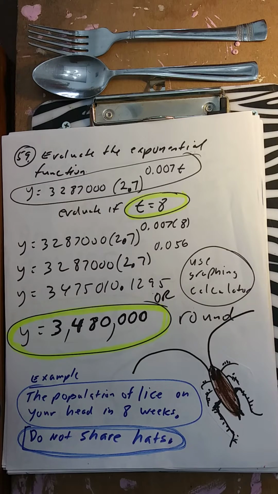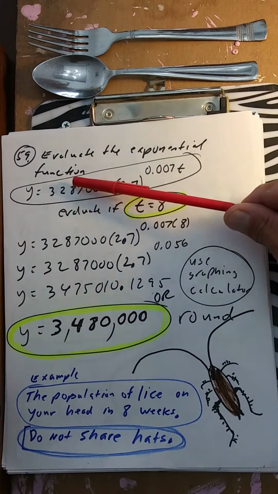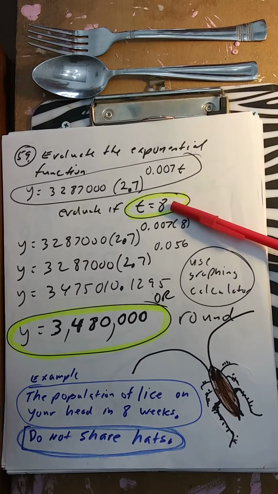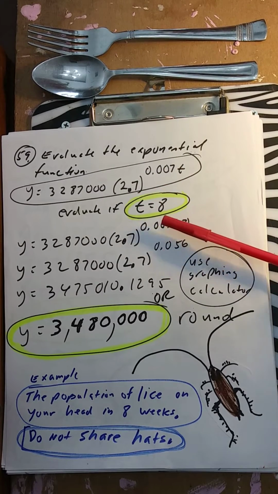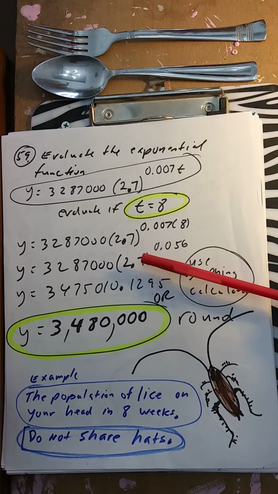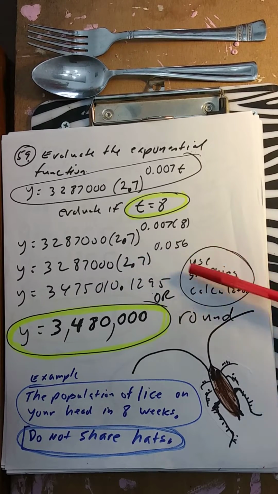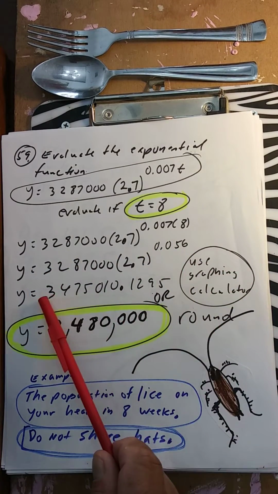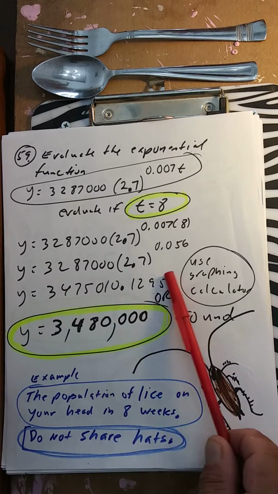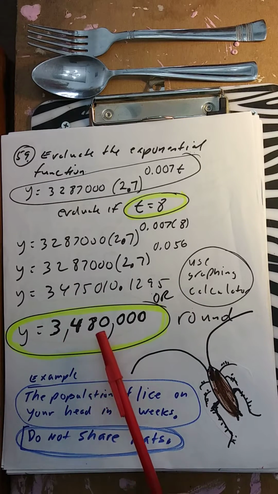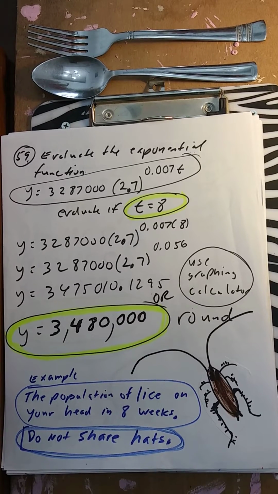Evaluate the exponential function. There's a function right there, exponential power, and it's at t equals 8. Put 8 in there. 8 times that is going to give you 0.056, and 2.7 to the power, using your graphing calculator of course, all this together is going to give you this number here. Round it off to 3,480,000. That's it.